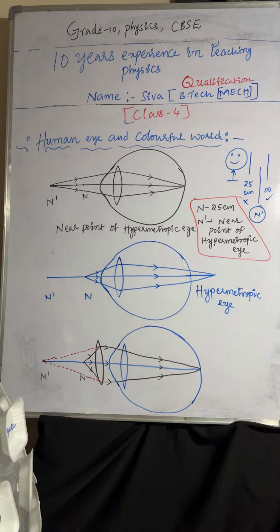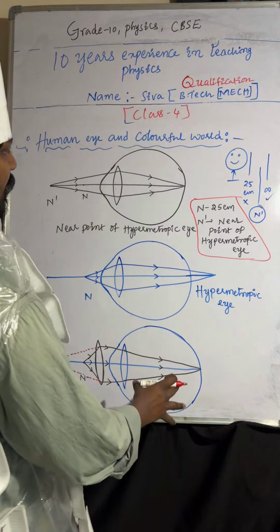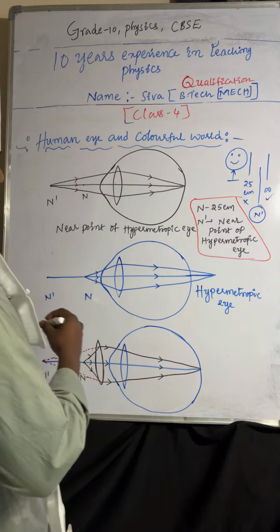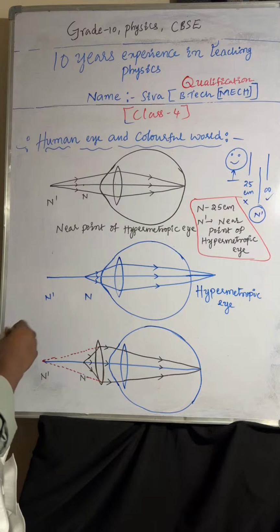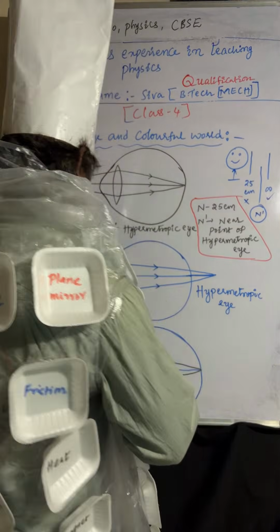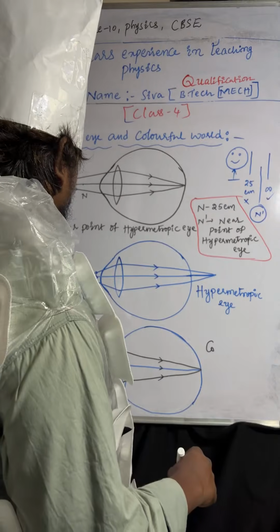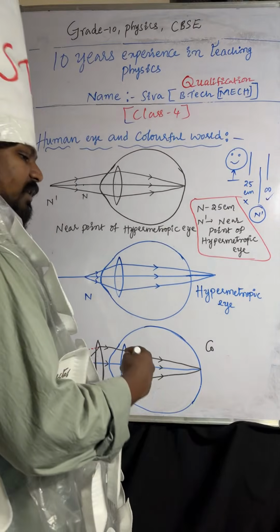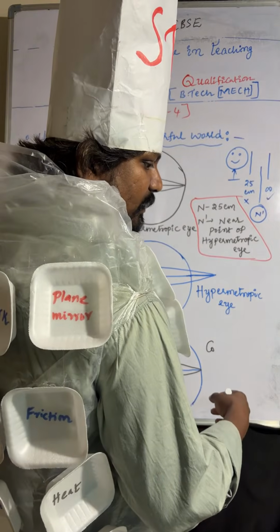Okay, so here you can observe. So what is this one? Correction of hypermetropic eye. Observe the diagrams. You can check with any textbook. In the textbook this middle line is not there, but any two lines are.